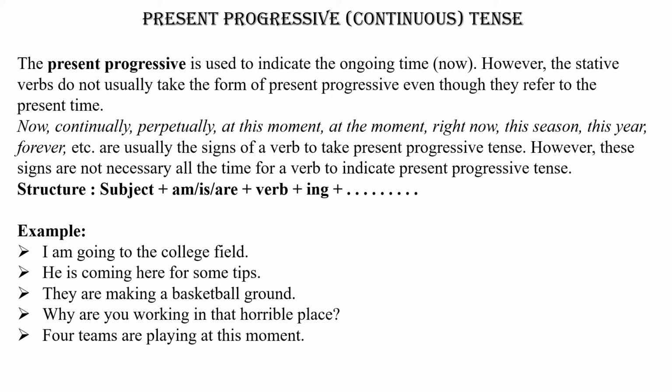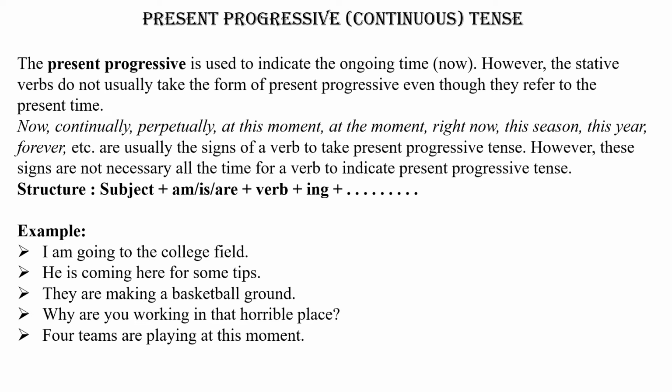Now, continually, perpetually, at this moment, at the moment, right now, this season, this year, forever, etc., are usually the signs of a verb to take present progressive tense. However, these signs are not necessary all the time for a verb to indicate present progressive tense.